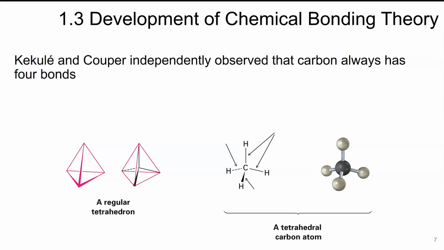Kekulé and Cooper independently observed that carbon always has 4 bonds. The atoms don't have specific directions, but they want to be as far as possible from each other. So if we look at a carbon, this is the structure of methane. This is a carbon with 4 hydrogens on it. This is what they've observed. And what they notice is that these hydrogens want to be as far apart as possible, and this is what it looks like in 3D shape.